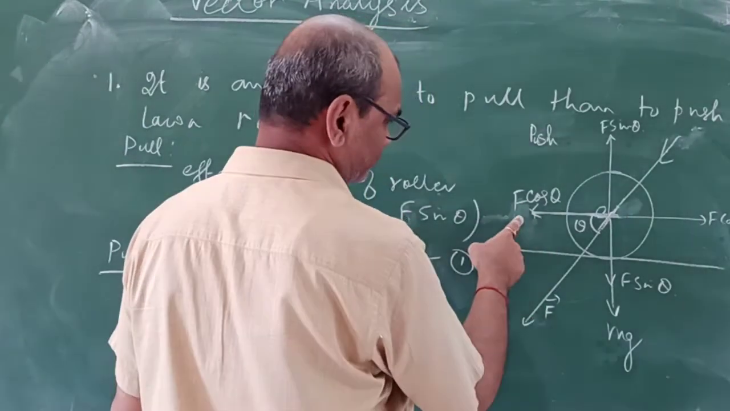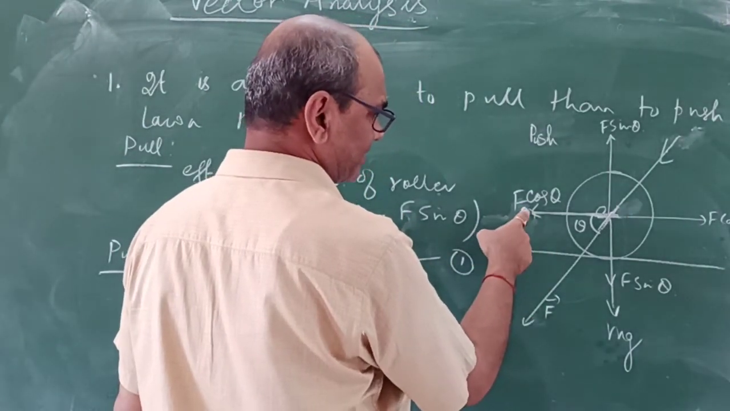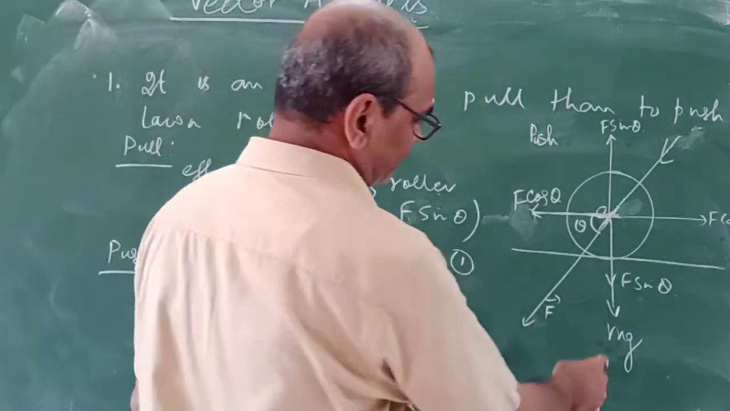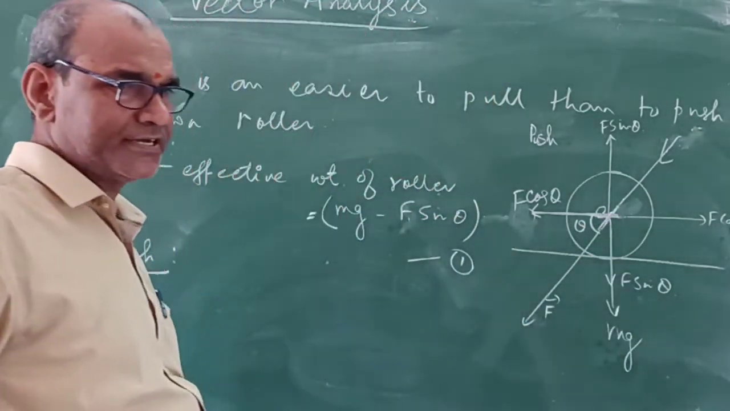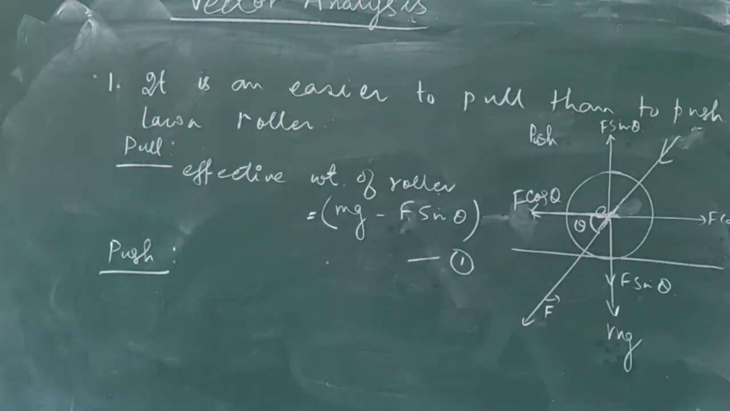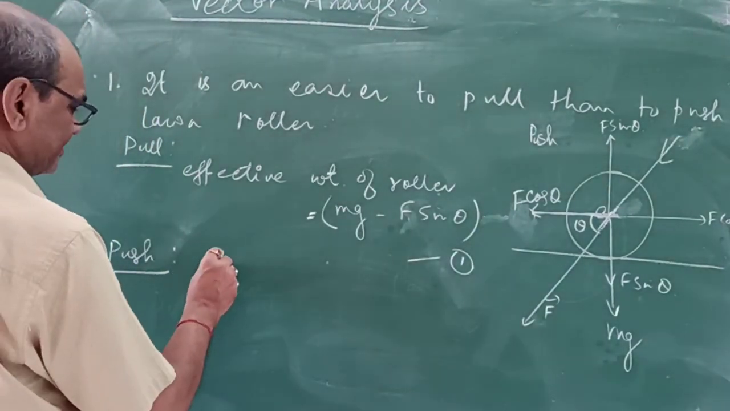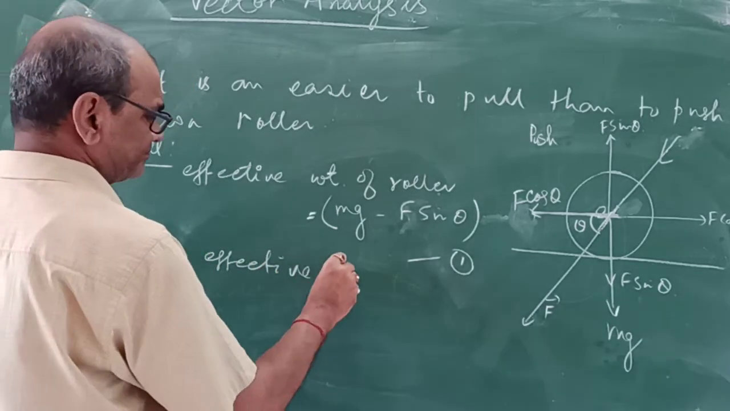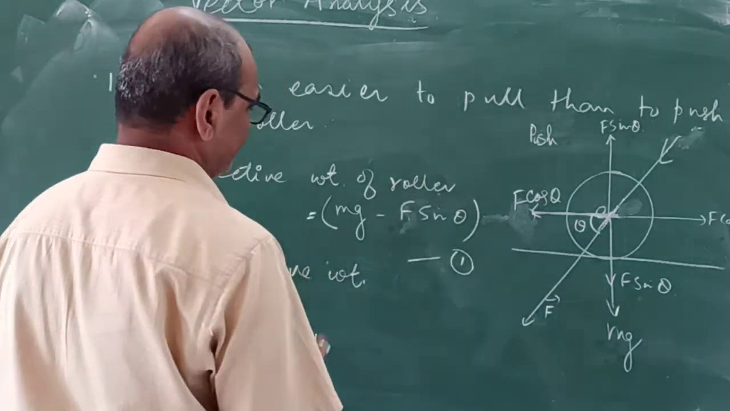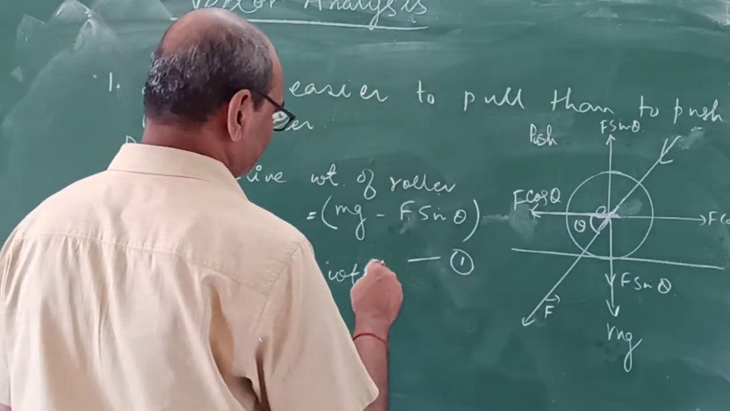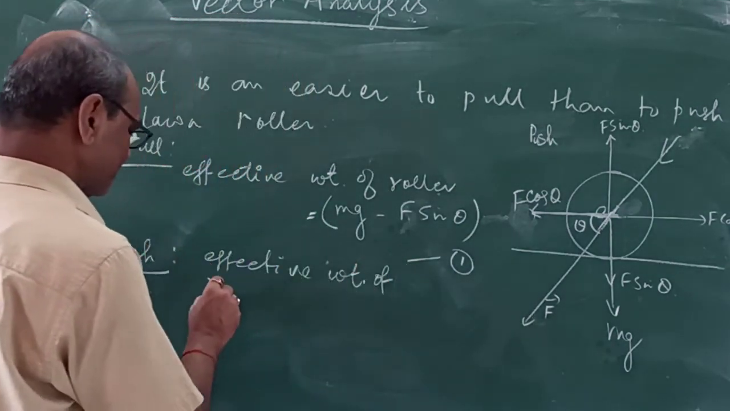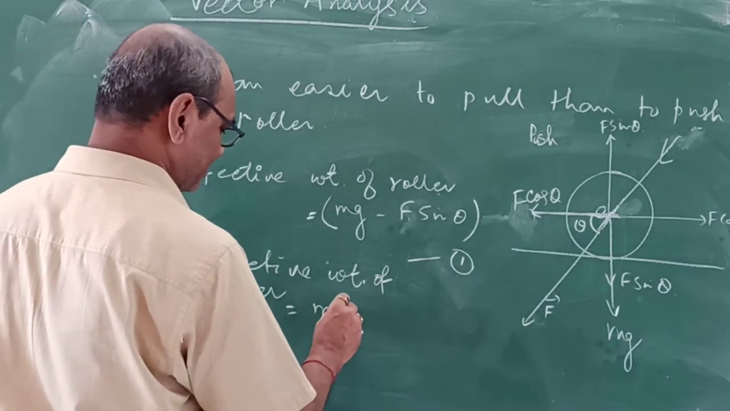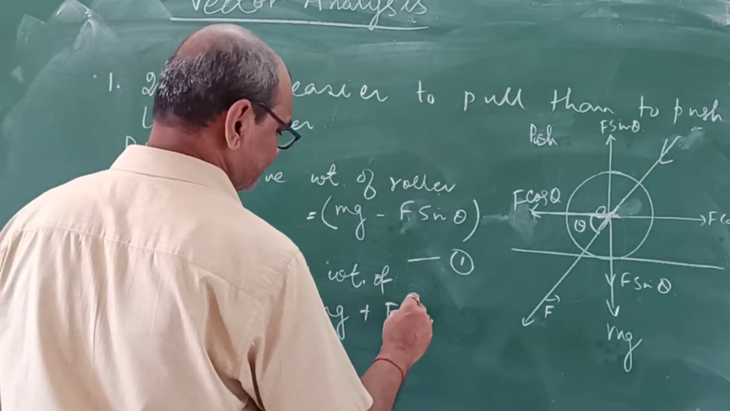F is resolved into two rectangular components. One is F cos theta, another one is F sin theta. And mg is the force due to the weight of the roller. In case of push, effective weight, weight is always written as Wt. Effective weight of the roller is equal to mg plus F sin theta.